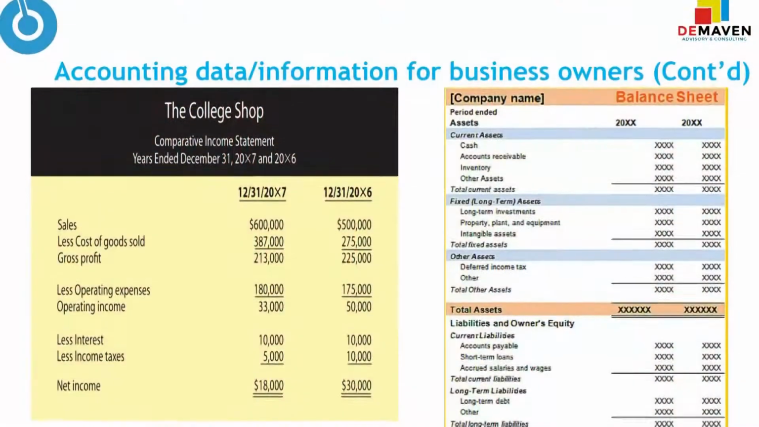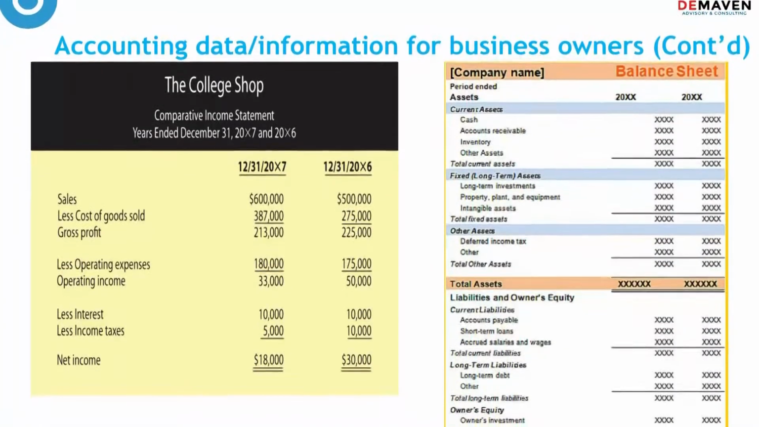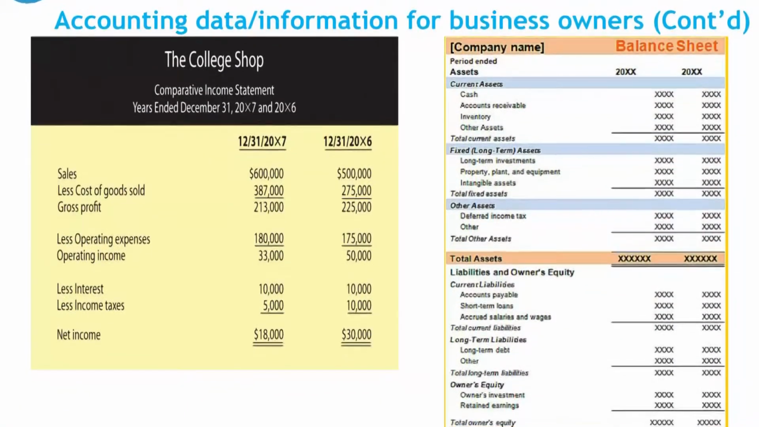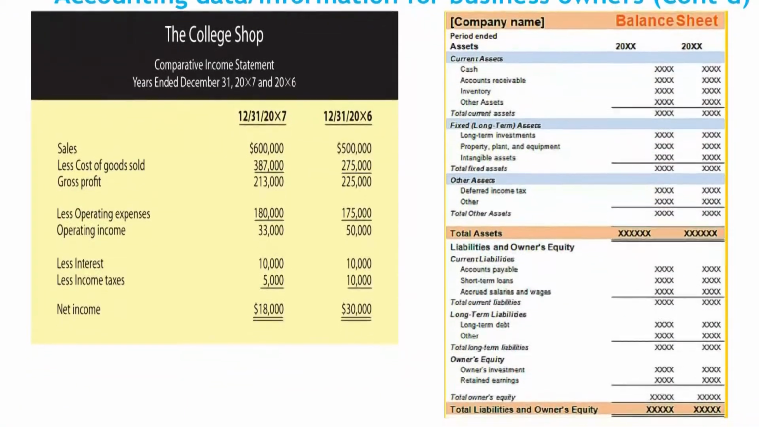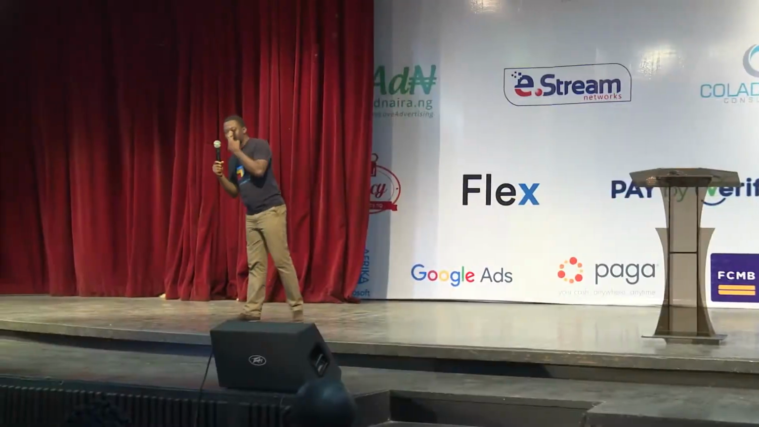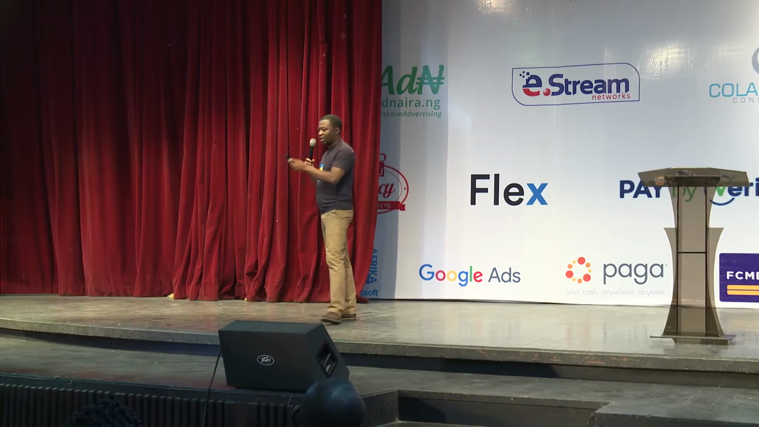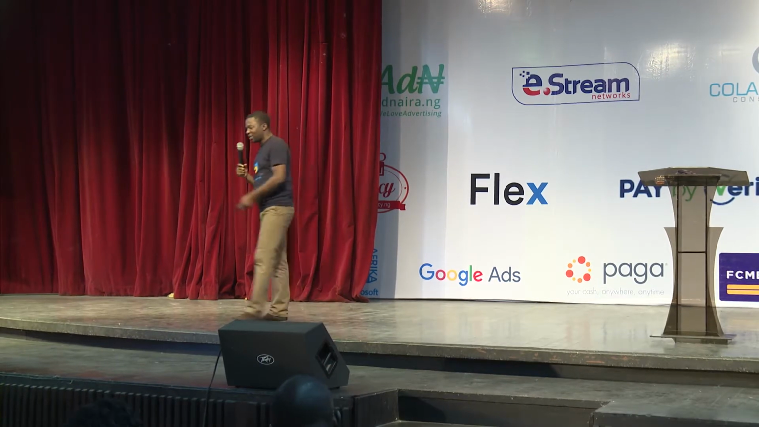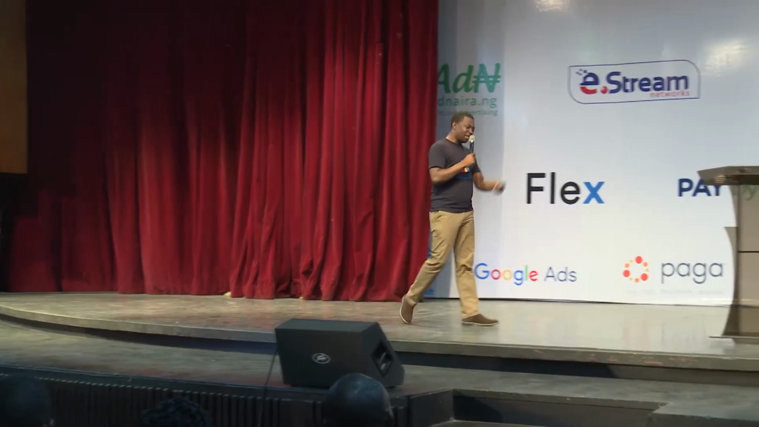We have sales, we have cost of goods, which is your direct cost. Then you display your gross profit and less expenses. Then you have your net income. The other one is your financial position, which is the balance sheet. You have your current asset, long-term asset, total asset, and you have liability and equity. Any investor looking at your financial statement, especially the financial position, will be able to know your net worth.